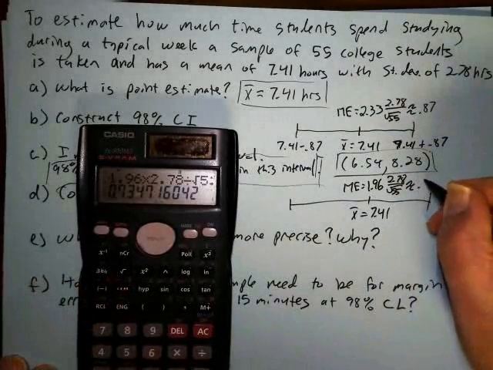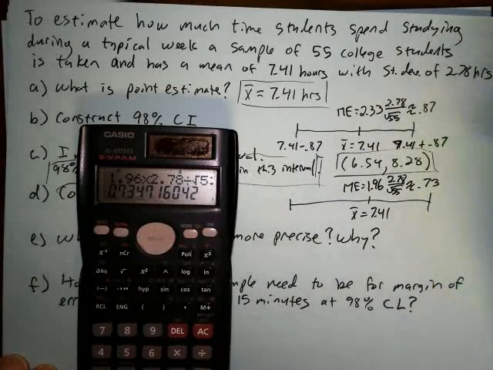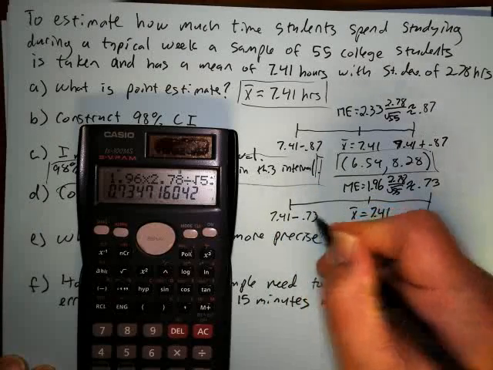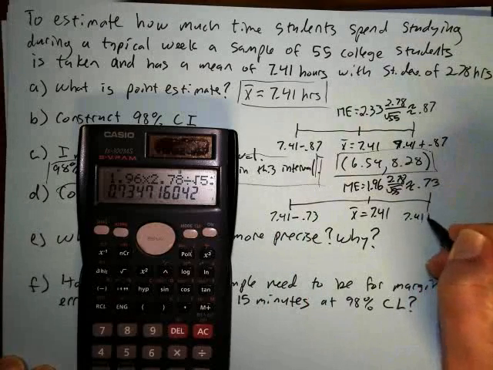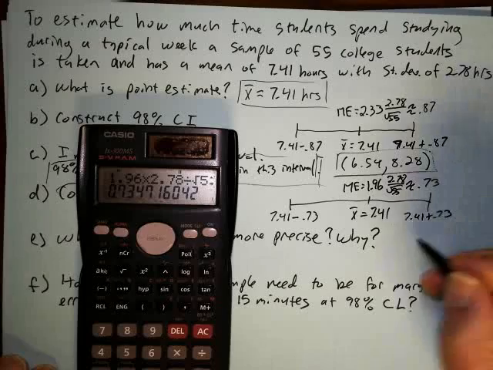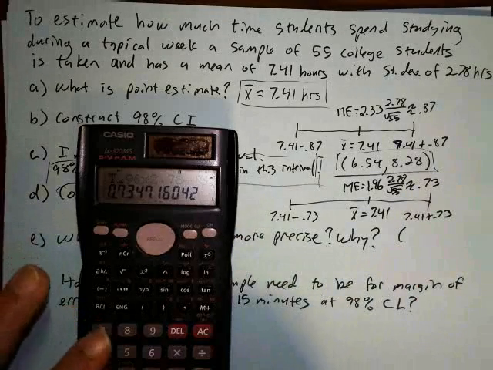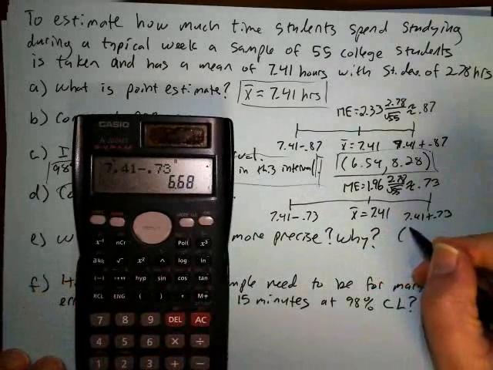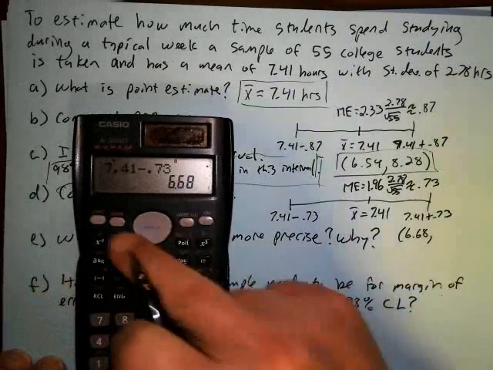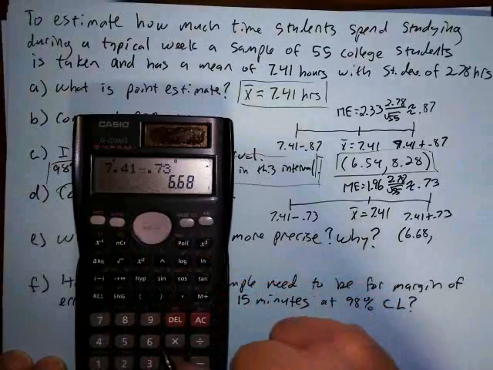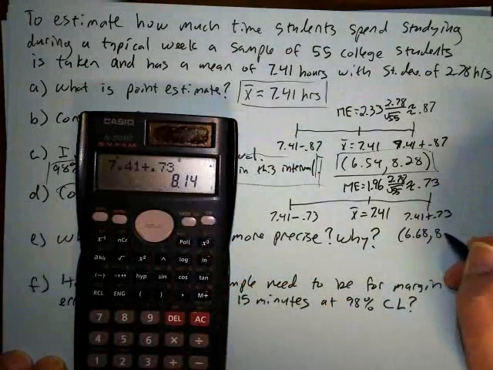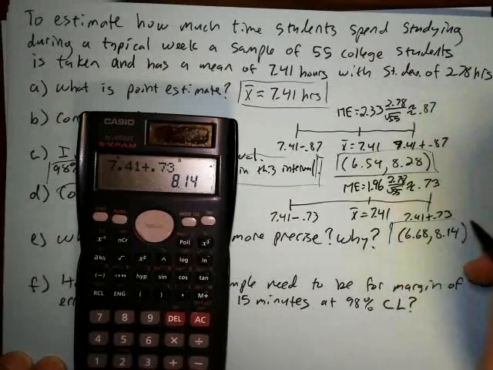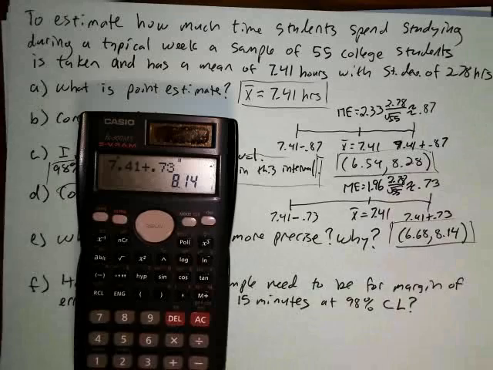1.96 times 2.78 divided by square root of 55. So I get 0.73. So now this is 7.41 minus 0.73, 7.41 plus 0.73. So my interval here would be, the lower endpoint would be 6.68, the upper endpoint would be 8.14. Okay, so this would be the 95% confidence interval.